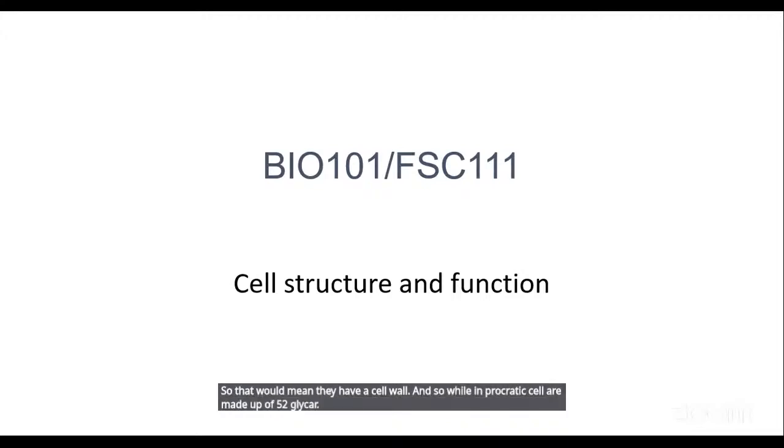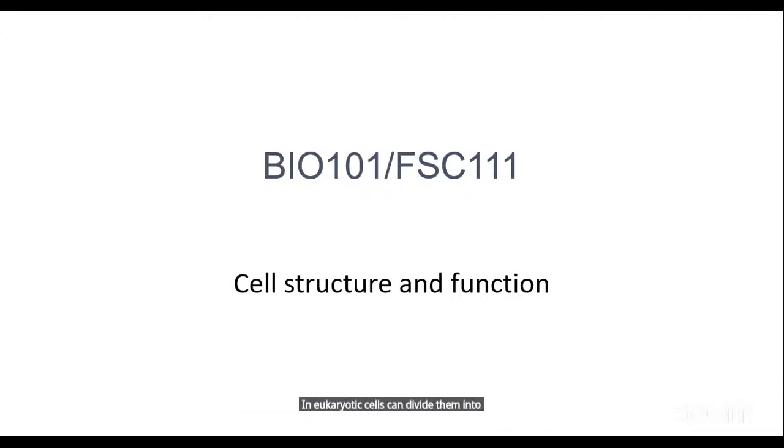In eukaryotic cells, you can divide them into two, the plant cell and the animal cell. The plant cell has a cell wall, okay? Made of cellulose, while the one that is made of chitin is in fungi. Animal cells, cell wall. All right. We'll look at those maybe later.